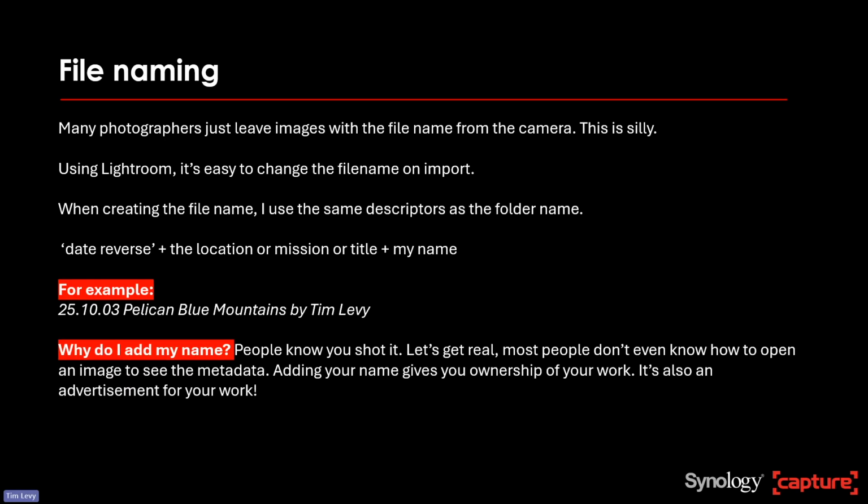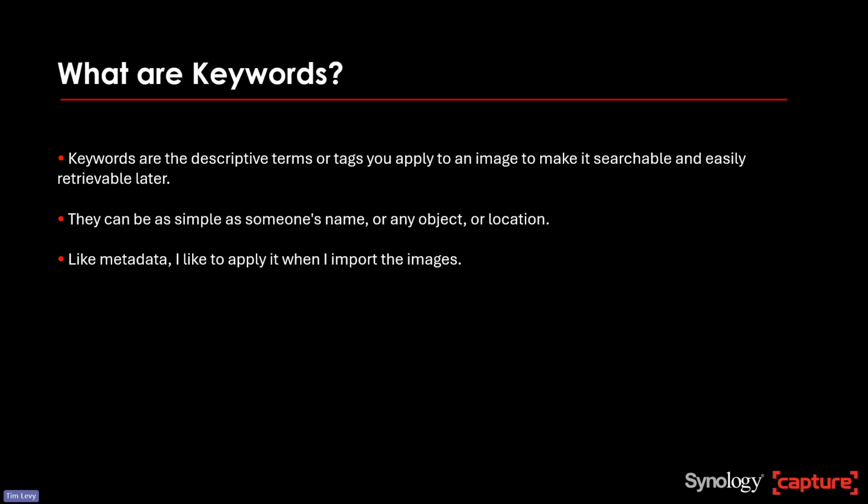So the file naming follows the same convention. It's the same as the folder name, except by my name. What are keywords? They're descriptive terms or tags you apply to an image to make it more searchable and easily retrievable later. It can be as simple as someone's name, an object, or a location. And like metadata, I apply it when I import the images.